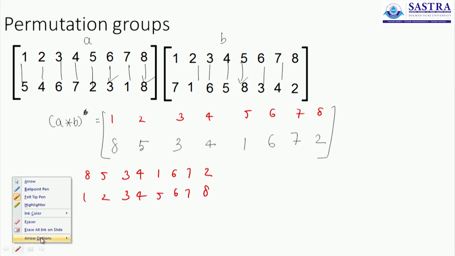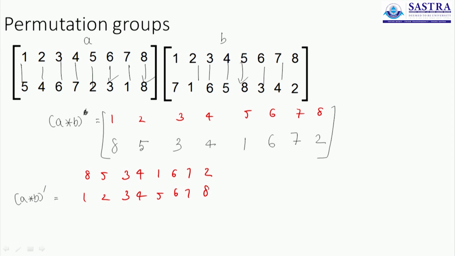That will give me enough time to write down the inverse. So what will the inverse be? A star B dash will be the rearranging of the columns now. So 1, 5, 2, 8, 3, 3, 4, 4, 5, 2, 6, 6, 7, 7 and 8, 1. Now that is your A star B dash, A star B the whole inverse.